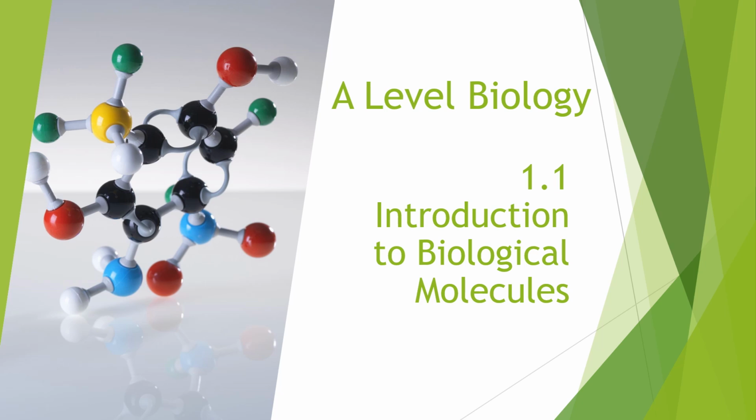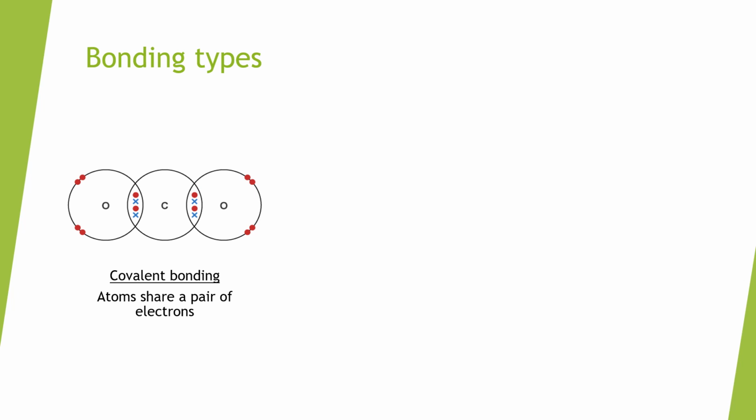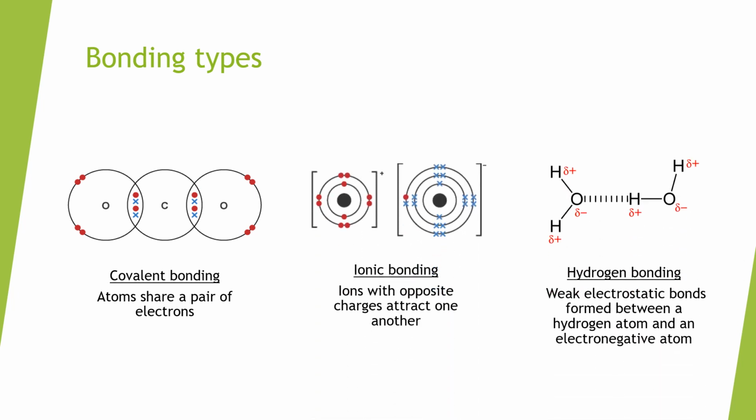Today we're going to be jumping into an introduction to biological molecules. Okay, so let's jump straight into the three fundamental types of chemical bonding: covalent, ionic, and hydrogen bonding. Each of these bonds plays a crucial role in the structure and function of biological molecules, which is why it is important to understand them in detail.